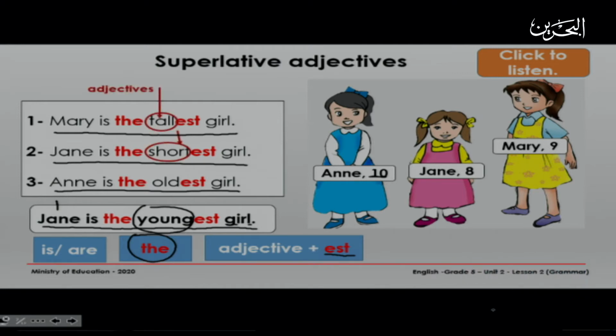Let's go back to our examples. Look at the first one. We have here the adjective tall, and here short, and here old. What did we add to the end of the adjective? To make it superlative, we added E-S-T.